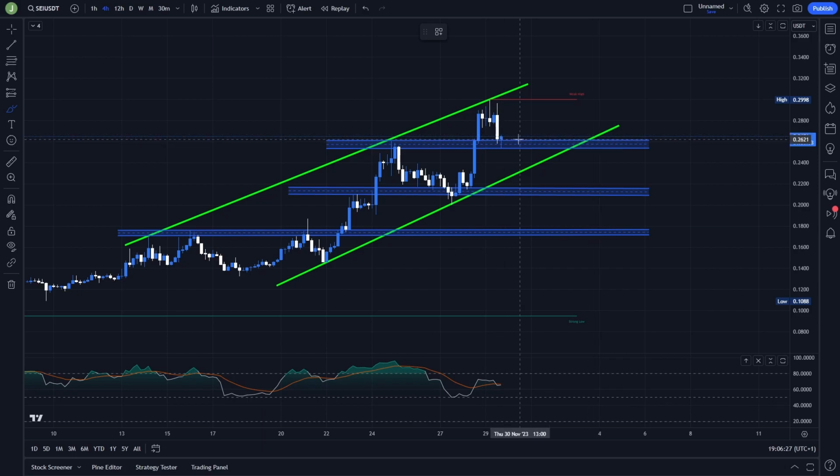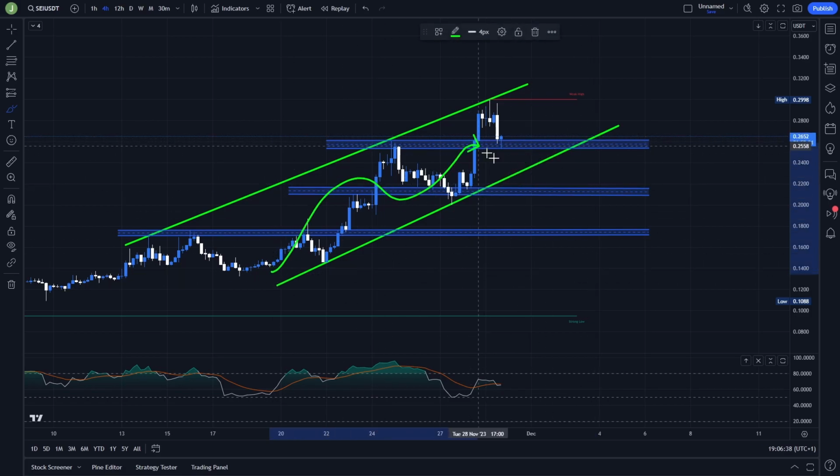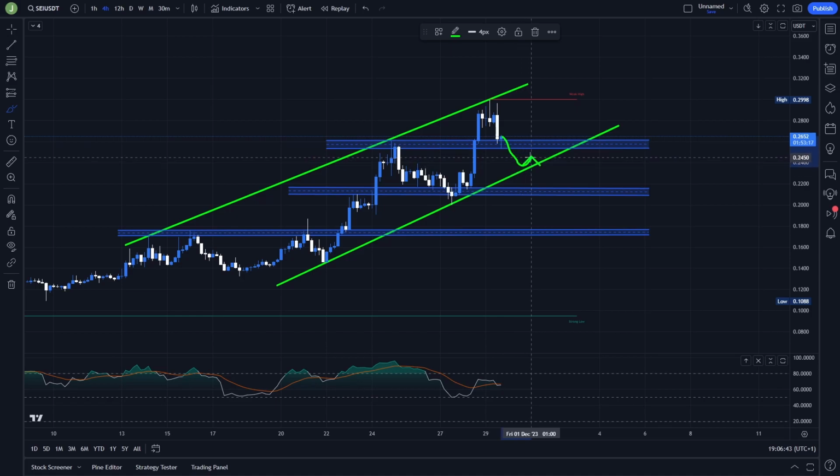The first possible long scenario will be valid, in my opinion, after a bullish retest or a support confirmation in this rising wedge, above the support of this rising wedge after testing. So if the market looks something like this and we confirm support here, then there can be a good opportunity for opening a long position.